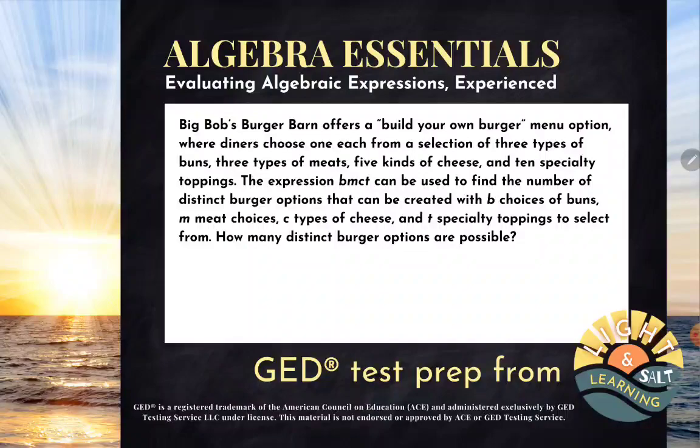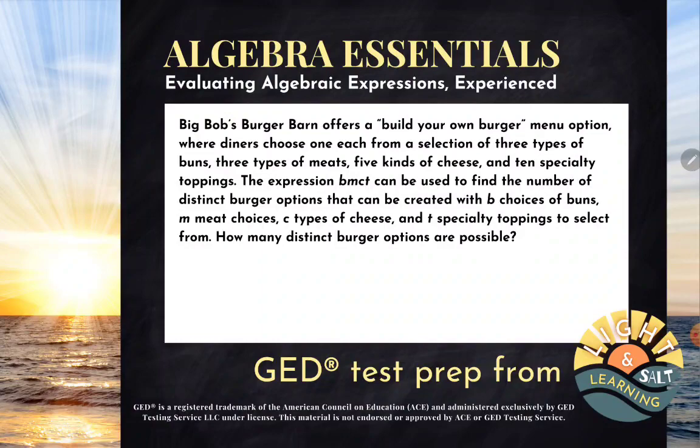Let's take a look. It says Big Bob's Burger Barn offers a build your own burger menu option where diners choose one each from a selection of 3 types of buns, 3 types of meats, 5 kinds of cheese, and 10 specialty toppings. Lots of information so far. They haven't told me what to do.